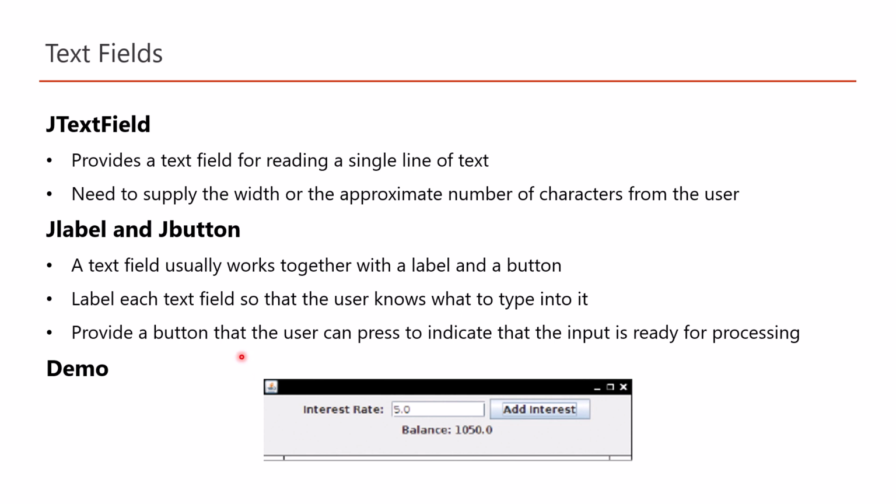Additionally, to allow users to input all the required information before processing, include a button that users can click to signal that their input is complete and ready for processing. Now let's see all these components in action. We will create a text field, label it, and provide a button for the user to interact with.